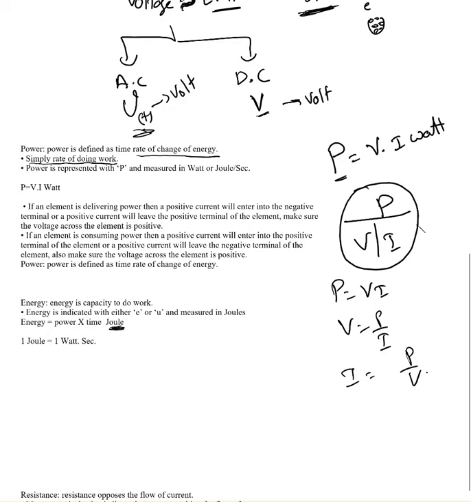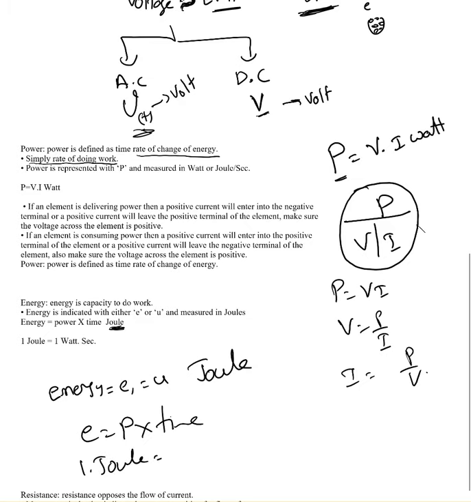Energy is usually indicated with E or U. Depending upon the textbook, some use E, some use U. U is measured in joule, and E equals P times time, right? So 1 joule equals 1 watt second. That's another unit for energy, 1 watt second.